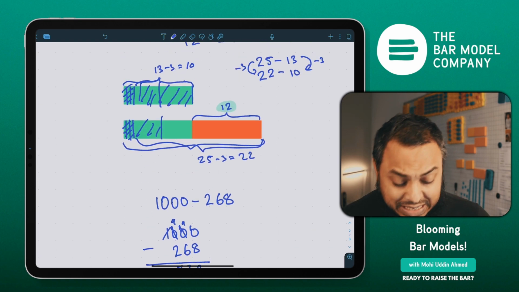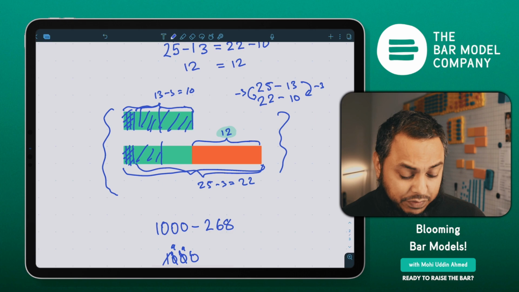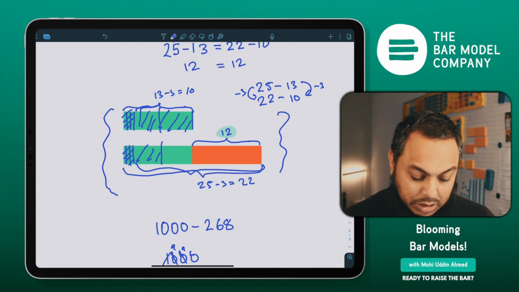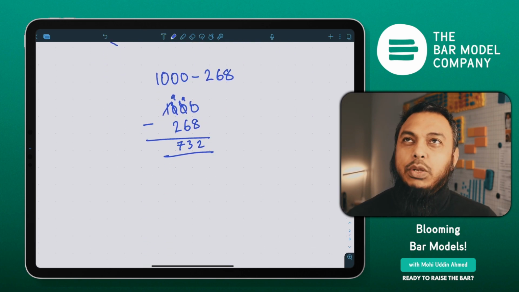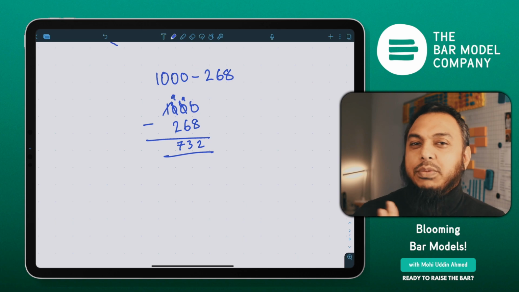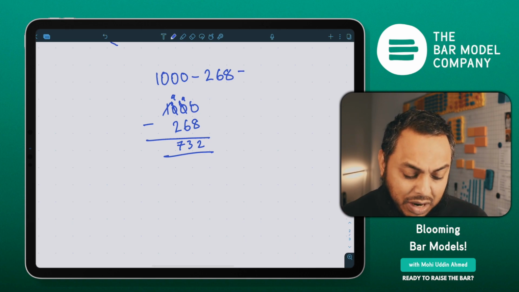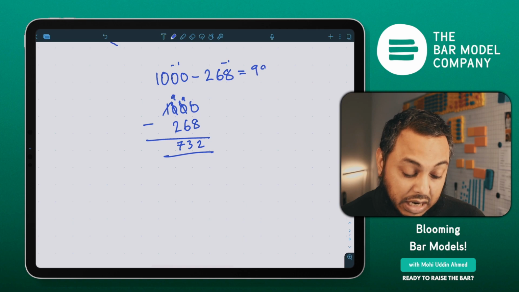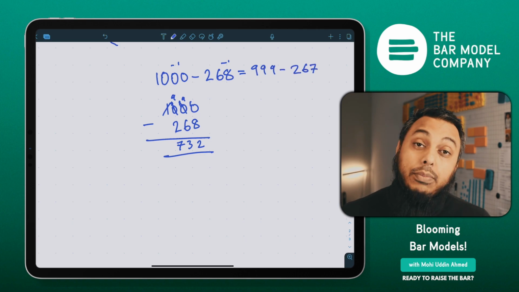And so thinking about it in this way that we've just looked at, thinking about the difference between the two numbers, right, is how we can think of 1,000 take away 268. What's the difference between 1,000 and 268? If we think of it in that way, then we can rewrite this as, well, if I take away 1 from both of them, the difference doesn't change. So I can actually do 999 take away 267 as an example, right?